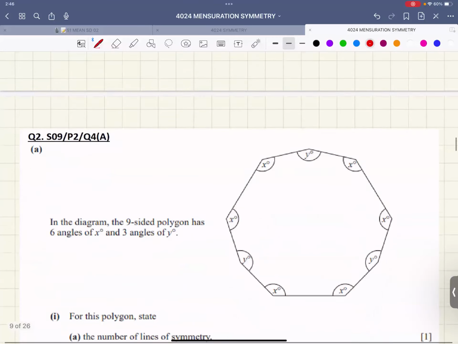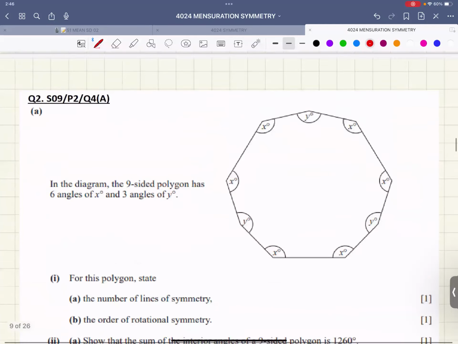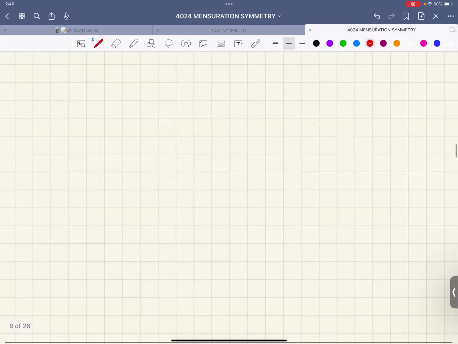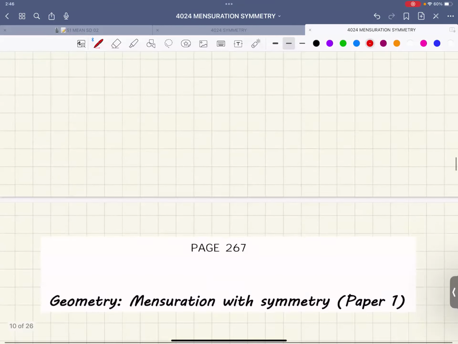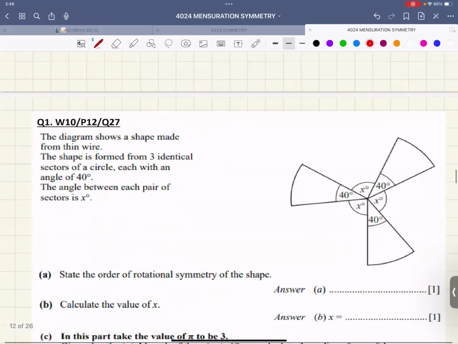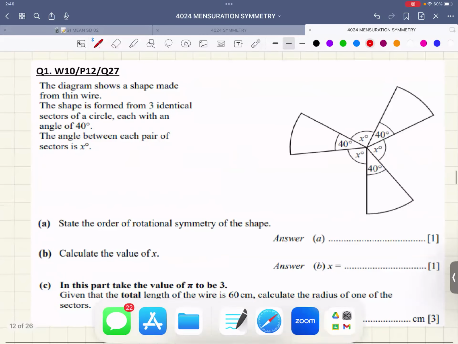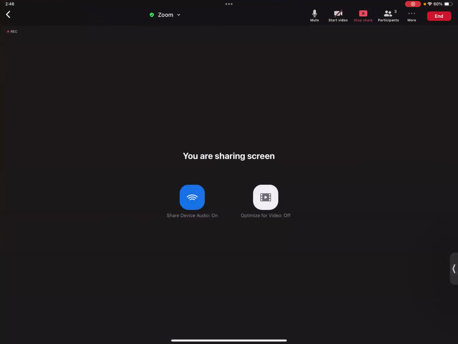Now let's try some paper 2 questions. This is again a question just like before. So I don't think I'm going to try this. I'll leave it for you to try it later. And mensuration with paper 1. Let me look at this question. This looks like a nice question. Again, I would like you people to try it out first.